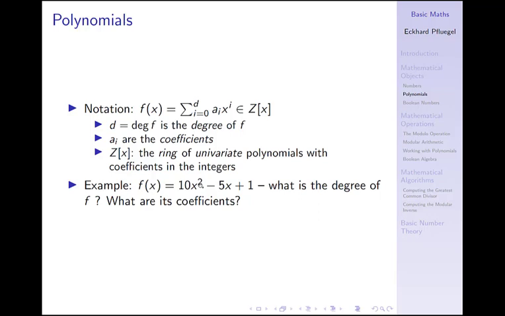So the coefficient a2 in our notation, index 2, would be 10, a1 would be minus 5, and a0, which we also call the constant coefficient or the constant term, is plus 1. Because x to the power 0 is nothing else than 1 by definition, so there is no x here, it's x to the power 0. So that's the list of coefficients, and then we don't always write the round brackets.